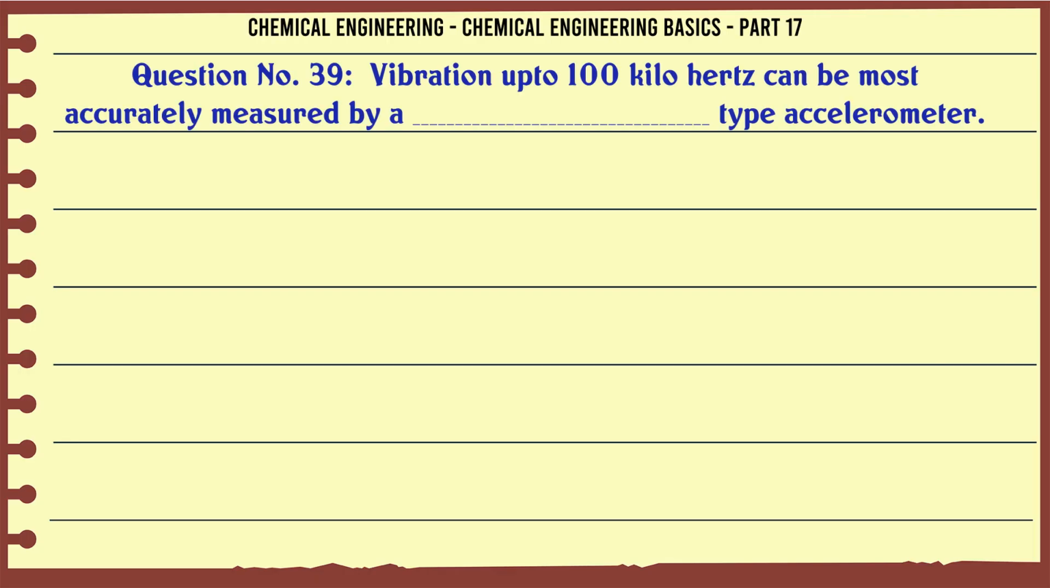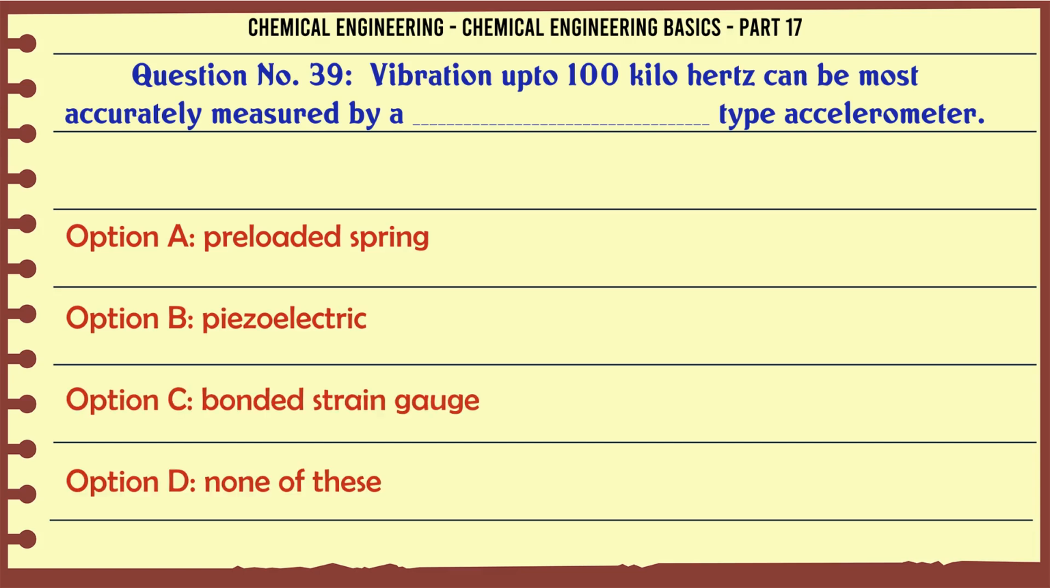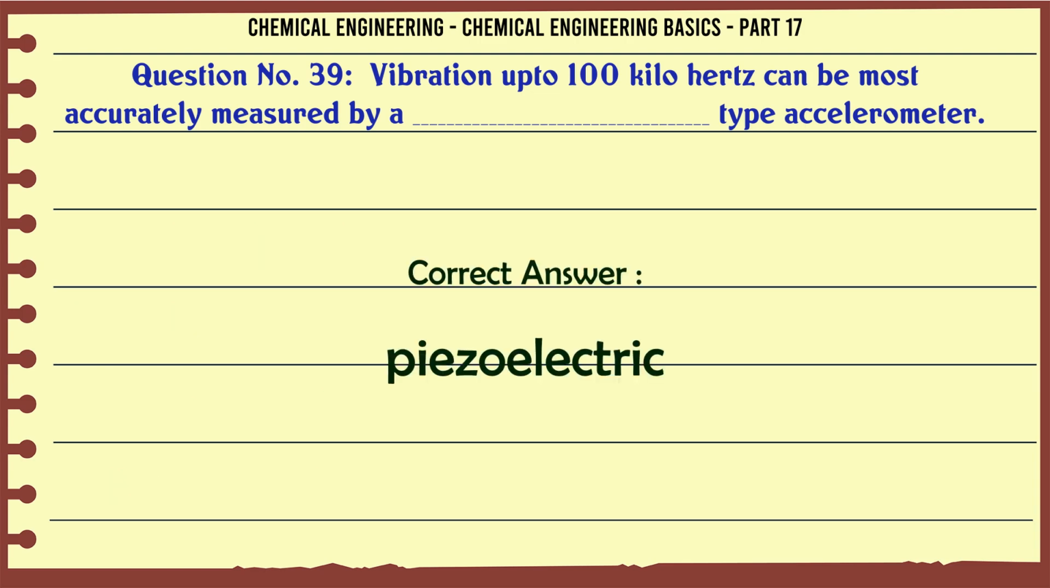Vibration up to 100 kHz can be most accurately measured by a type accelerometer. A. preloaded spring. B. piezoelectric. C. bonded strain gauge. D. none of these. The correct answer is piezoelectric.